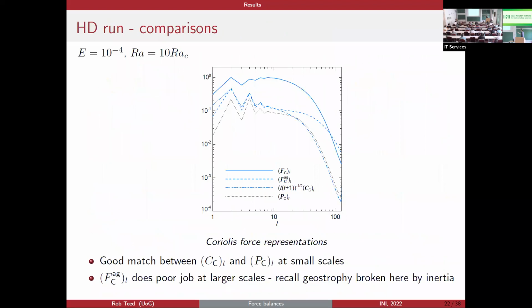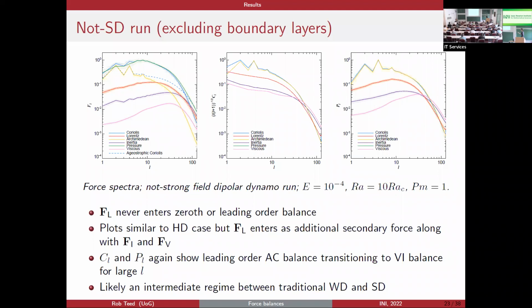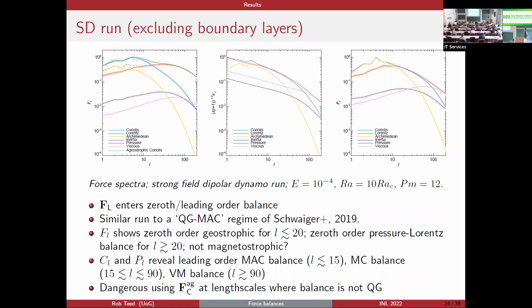If I just nip back, this is quite similar to this run, except we've now got an extra red curve for the Lorentz force appearing in here somewhere. Okay, but otherwise it's kind of similar to the hydro run, but with an extra secondary force. And I think this is probably an intermediary regime between the classic weak field dynamo and the strong field branch. Okay, so then moving on to now, this is the strong field run.